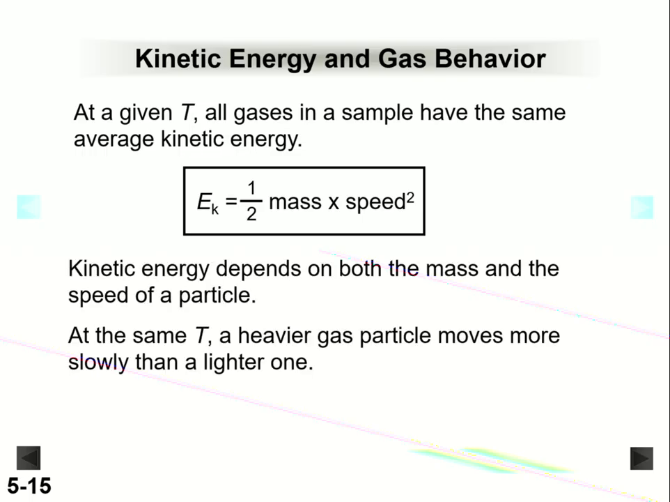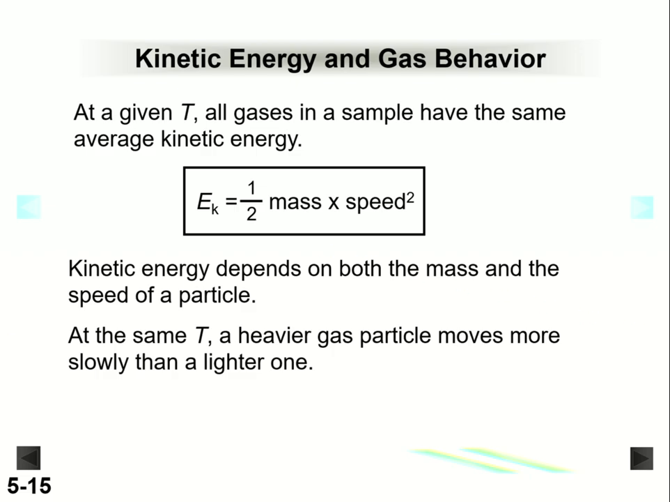Now we're going to go back to a statement we made way back in the first chapter. We talked about the types of energy, and we had two types of energy. If you recall, there was potential energy and there was kinetic energy. We made the statement at the time that kinetic energy was related to the speed of molecules, and here we see that that's what we have.